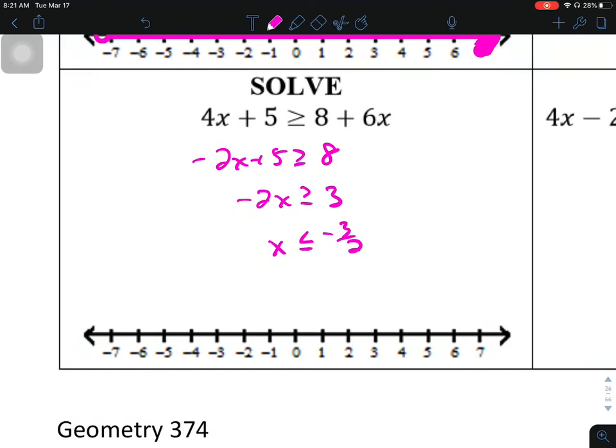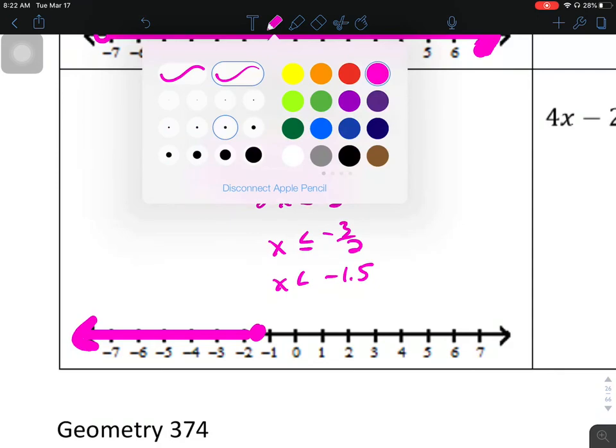Negative 3 halves is negative 1.5, if you prefer. That is here. Closed dot. Less than means we shade to the left. So it looks something like this.